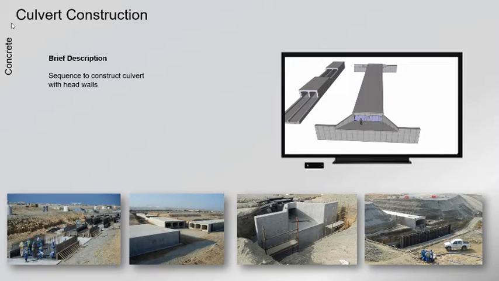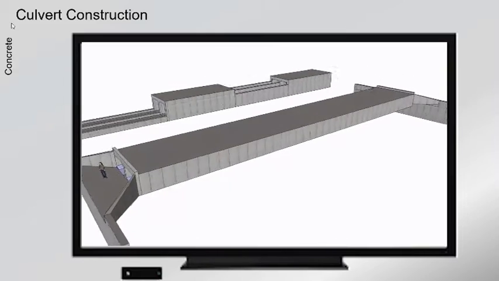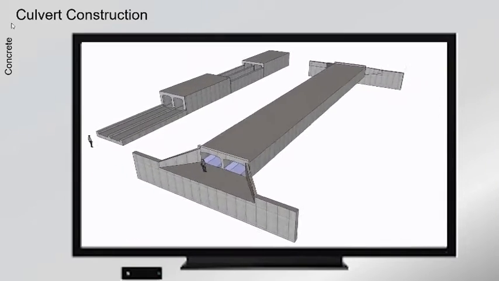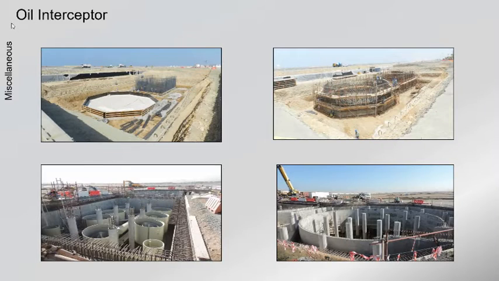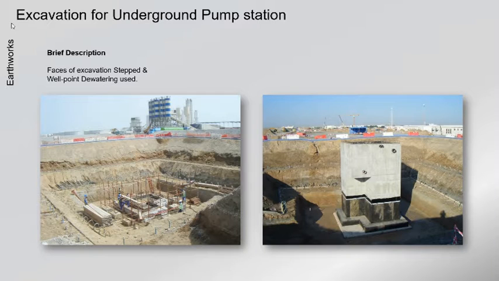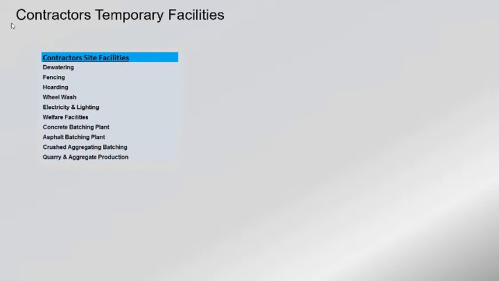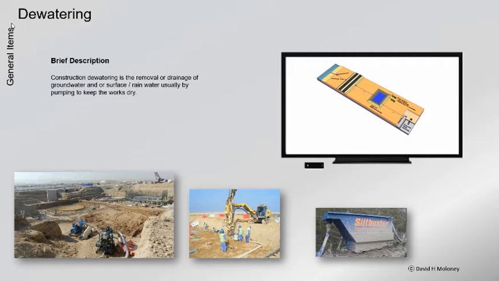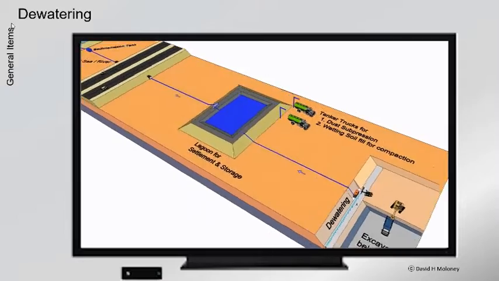Culvert and head walls. Sequence to construct a culvert with head walls. Oil interceptor. Construction details. Pump station. Excavation using well points dewatering system. Dewatering. Dewatering is the removal or drainage of groundwater and/or surface/rainwater, usually by pumping, to keep the works dry.